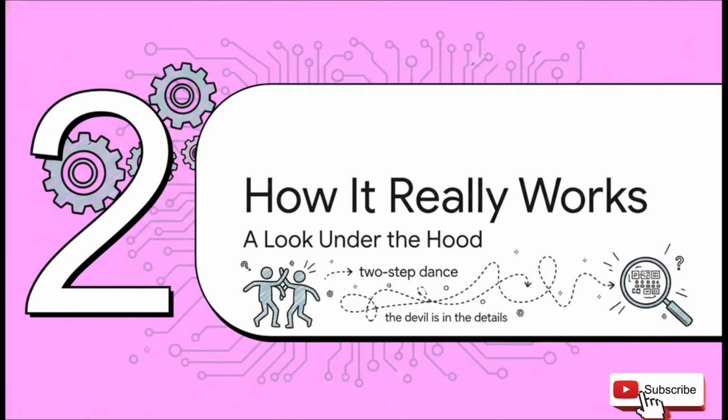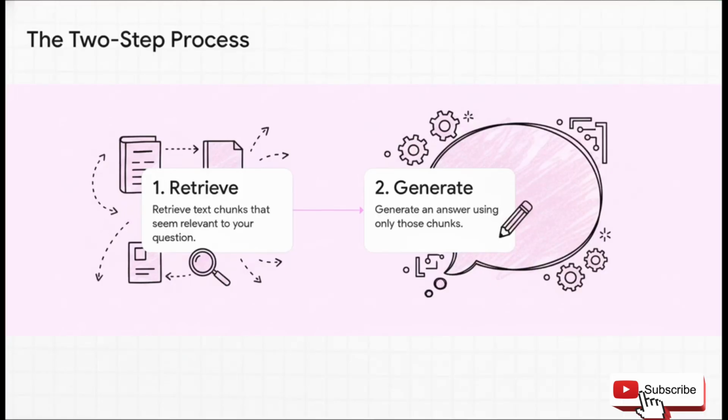So to really get why this is so tricky, we have to look at how it works. It's basically a two-step dance, and it sounds really simple, but the devil is, as always, in the details. So here's the dance. Step 1. Retrieve. Your system dives into all your documents, your knowledge base, and fishes out a few little chunks of text that it thinks are a good match for whatever the user asked. Step 2. Generate. It takes those little chunks, hands them to the language model, and says, "Okay, genius, answer the question using only this information."